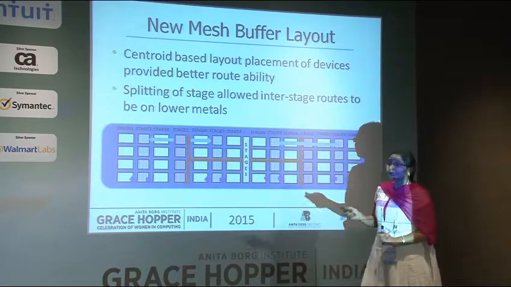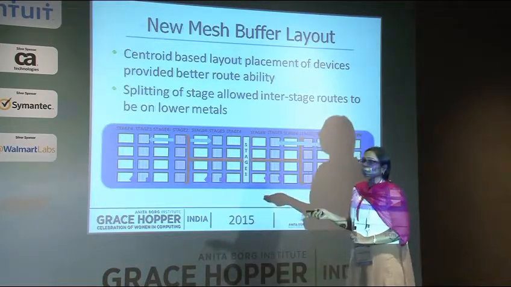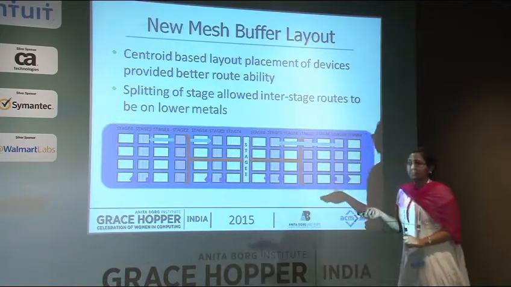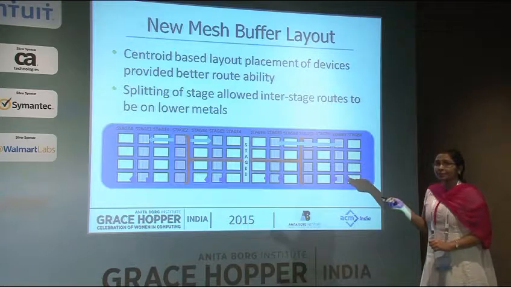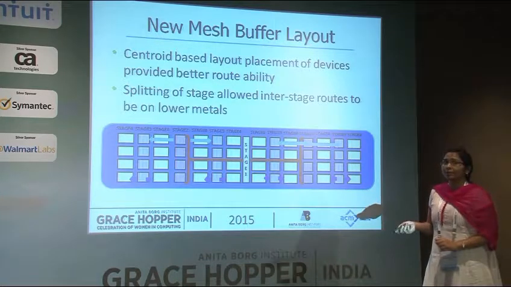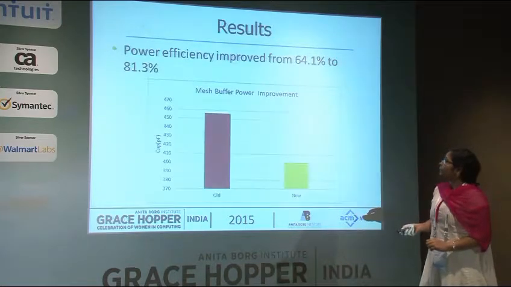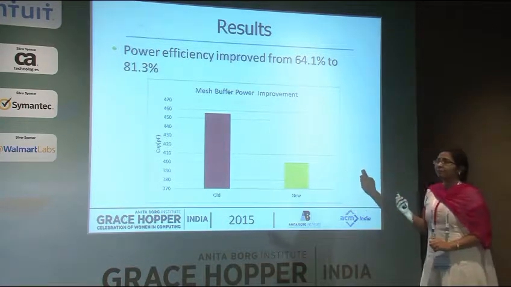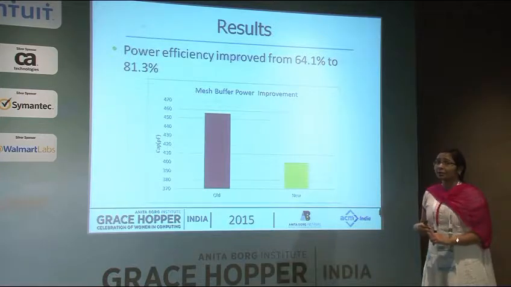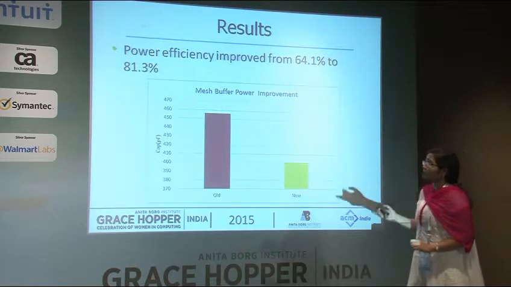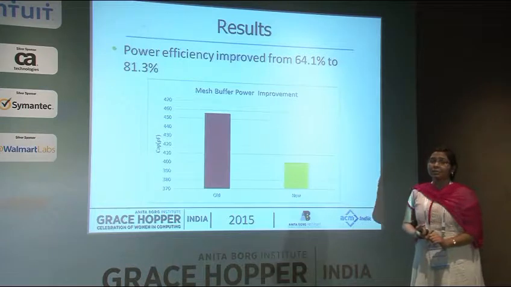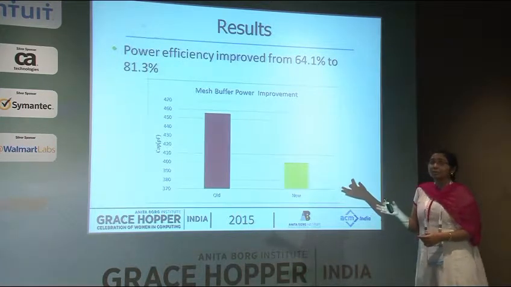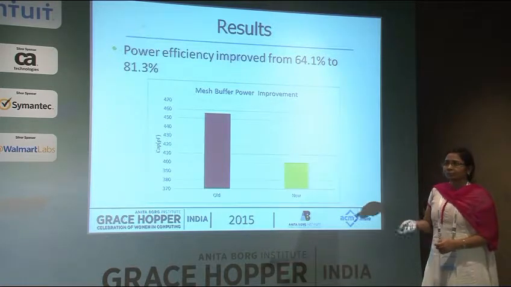So the lower the metal, the lower the cap, which leads directly to the power efficiency improvement. We have seen that metal reduction helps improve the power efficiency from 64.1% to 81.3%. Almost 20% power improvement we have seen by implementing this layout structure.